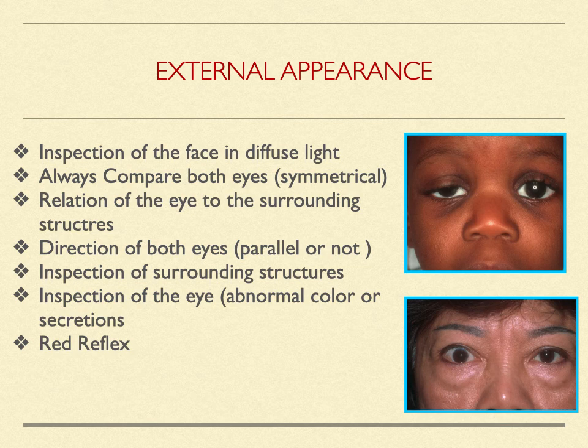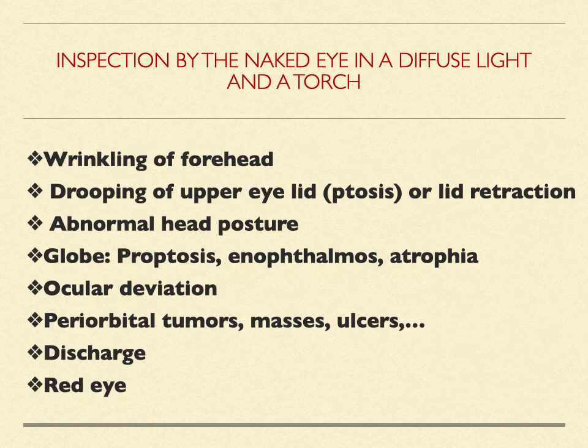and inspection of the eye itself for any abnormal coloration. And we have to examine at the end what we call the red reflex. What is the red reflex? It's the reflex of the light reflected from the pupil, and this will be explained thoroughly. Let's go to the inspection by naked eye and using a torch of light.